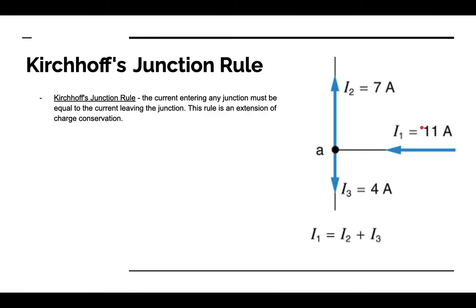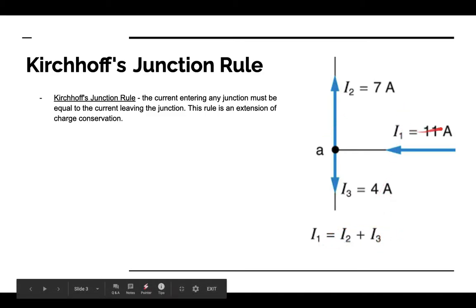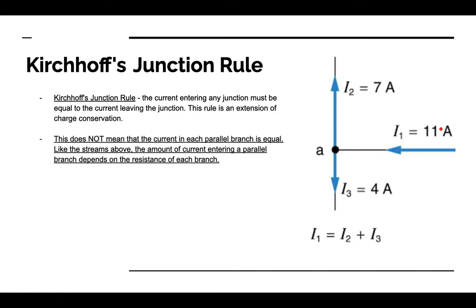So if we have a current of 11 amperes that gets broken up into two different branches, the sum of the currents in those two branches must be equal to 11 amperes. So 4 plus 7 must give you 11, okay? Nice little rhyme there. However, this does not mean that the current in each parallel branch is equal, okay? So the current in this branch does not have to be equal to the current in this branch.